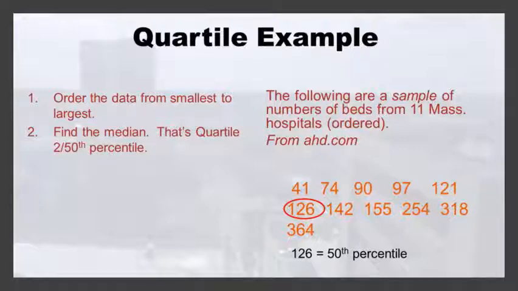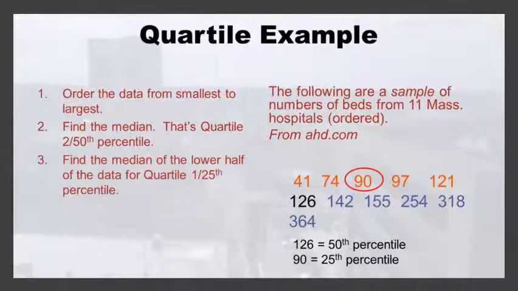Luckily, in this data set, it is an odd number of data. So we just have to find the middle number, and that is going to be our median, which is our second quartile or 50th percentile. And that number is 126. All right, that is our 50th percentile, our second quartile.